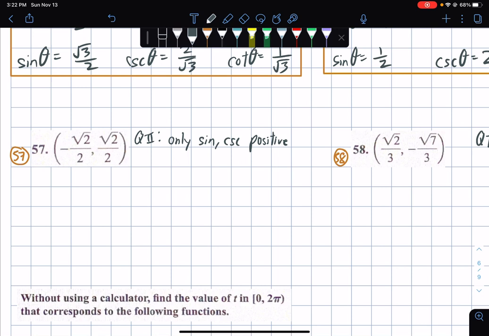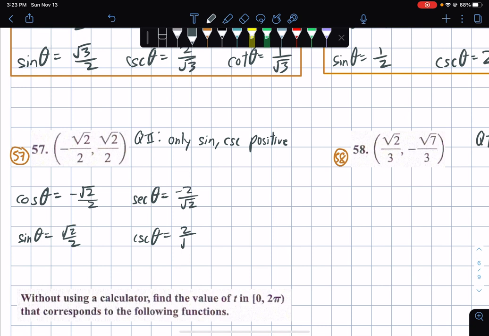Let's proceed. Cosine theta is equal to negative square root of 2 over 2. Sine theta is equal to square root of 2 over 2. As simple as that. And cosine's inverse is secant. I'm sorry, I keep saying cosecant when it's cosine. For cosine, its inverse is secant, which is negative 2 over square root of 2. And for sine, it's cosecant, which is 2 over square root of 2. Tangent is O over A, which is basically negative 1, but I'll just write it that way. Doesn't really matter, I think. Correct me if I'm wrong.